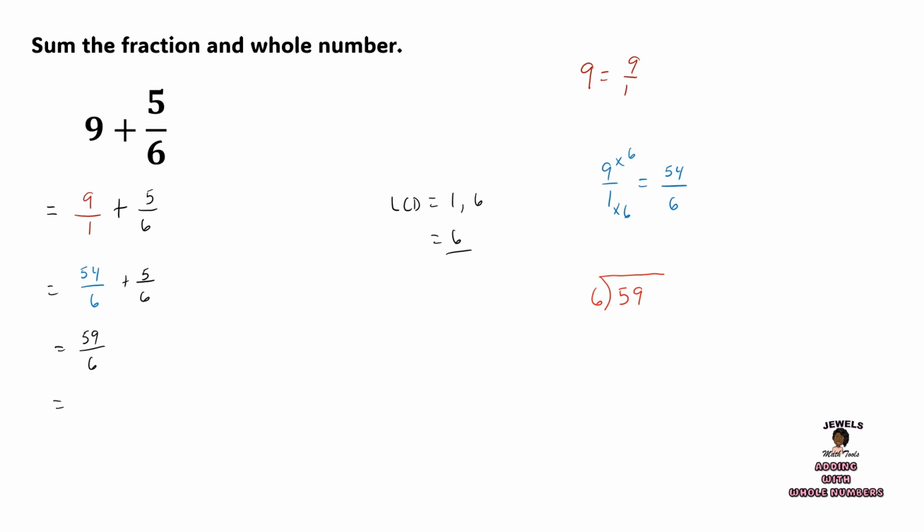So let's do our division. So 6 will divide into 59 9 times. 9 times 6 will equal 54. When 54 is subtracted from 59, we'll have a difference of 5. And remember that for our fraction, 9 will be my whole number, 5 will be my numerator, and 6 will be my denominator. So our answer for this question will be 9 and 5/6.